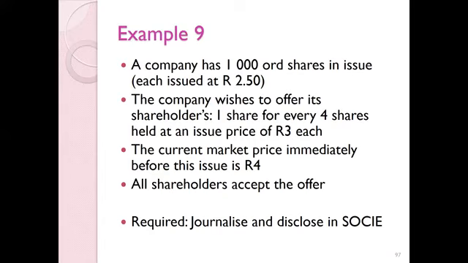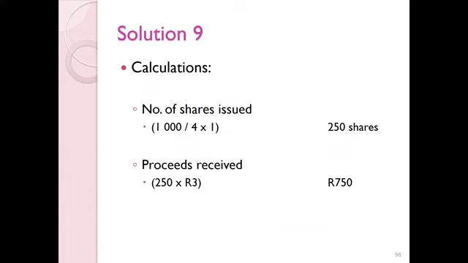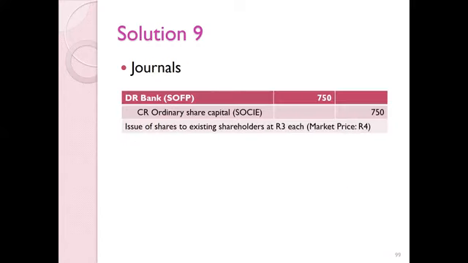At what price are we going to issue these shares? At 3 Rand each, or at the market price of 4 Rand each? We said we're going to have an incentive here. We are going to issue it at a price lower than market price. And so we're going to issue those 250 shares at the reduced price of 3 Rand each. So the proceeds we're going to receive from the issue of these 250 shares is 750 Rand. Now that we have the calculations out of the way, we can proceed with our journal entries.